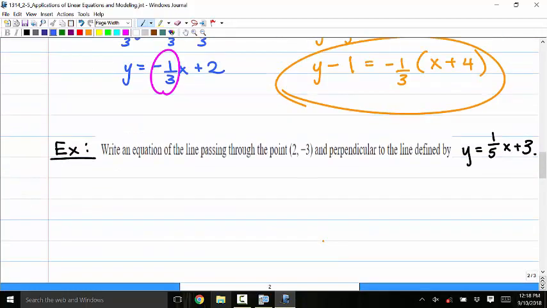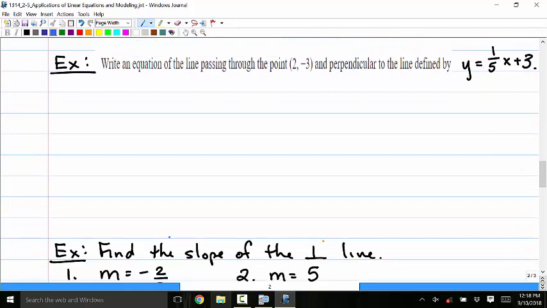Okay, go up here. Write the equation of the line passing through the point (2, -3), and I'm going to tell you it's perpendicular to this line. Again, what two things do you need in order to write the equation of a line? A point, check, and a slope. Check-ish. Okay, what's the line that I gave you? y = 1/5 x + 3. What's the slope of this line? 1/5. So what's the slope of the line that we want that's perpendicular to that?